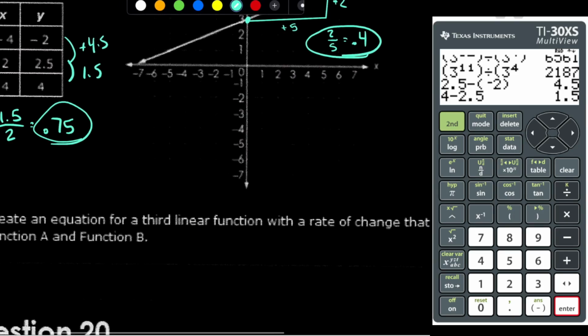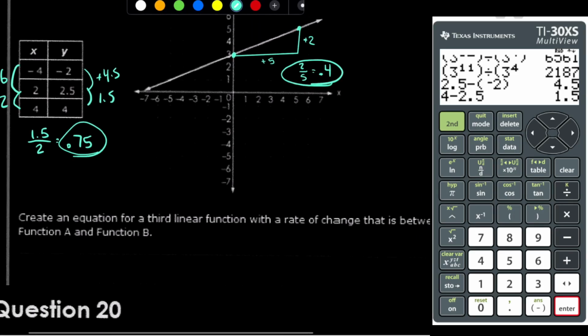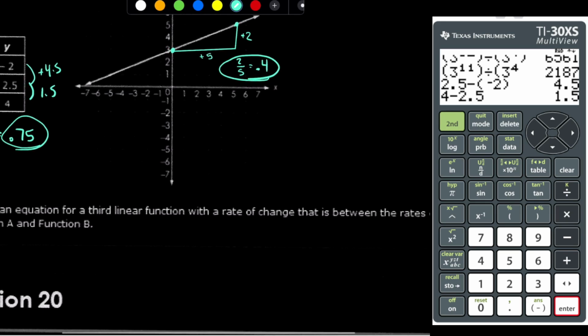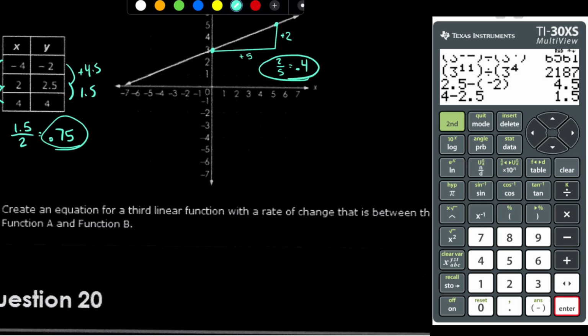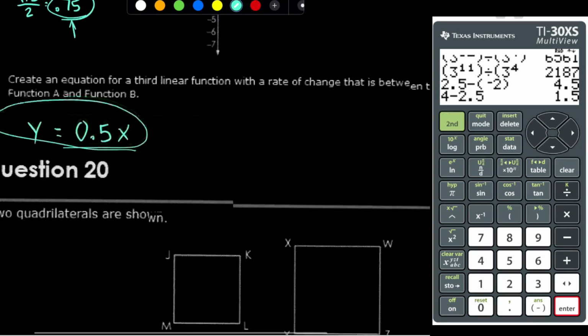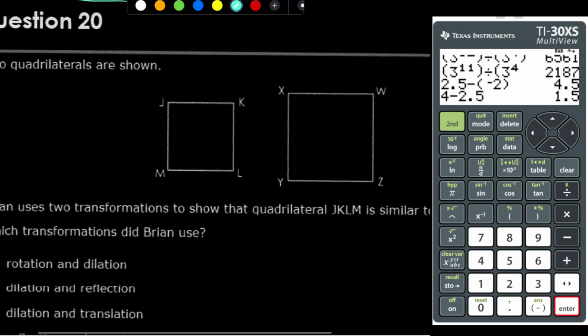Create an equation for the third linear function with the rate of change that is between the rates of function A and B. So, do you need a y-intercept? Absolutely not. All you need to do is write an equation where you have a slope that's bigger than 0.4 and smaller than 0.75, which would be, for example, 0.5x. That's it. Done. Let's go to question 20.